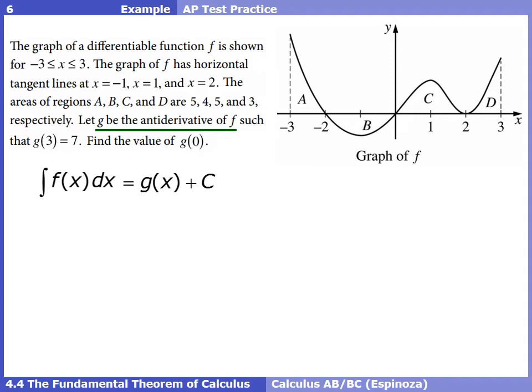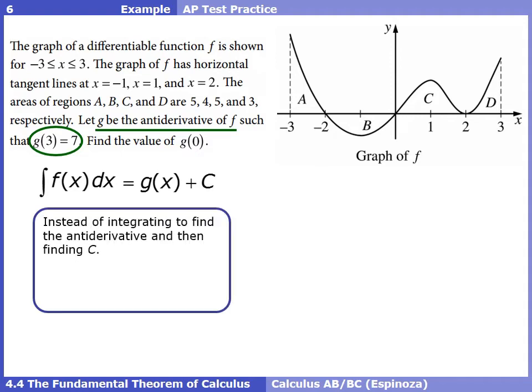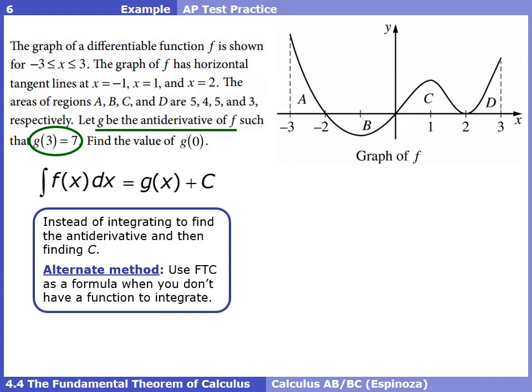So how are we going to use that to figure out this problem? Well, normally, if we knew what the function f was, and then we found our function g, we would have used this point that they gave us to find the value of c, and then we would have had our g function, which then would have led us to plugging in 0. Unfortunately here, we don't know what the function is, so we can't integrate it. We just know that the integral of f gives us g. So the only thing we have left to do as an alternate method is to use the fundamental theorem of calculus as a formula, so to speak, since we don't have that function to actually find the antiderivative of.